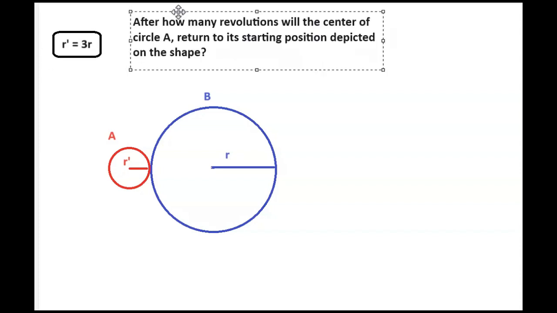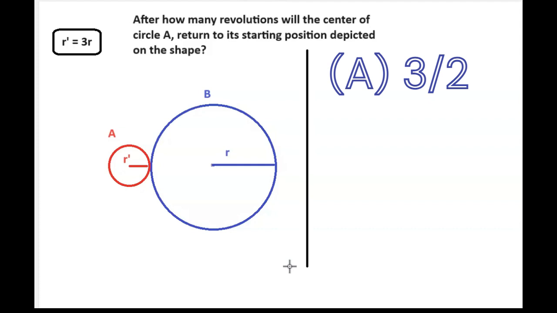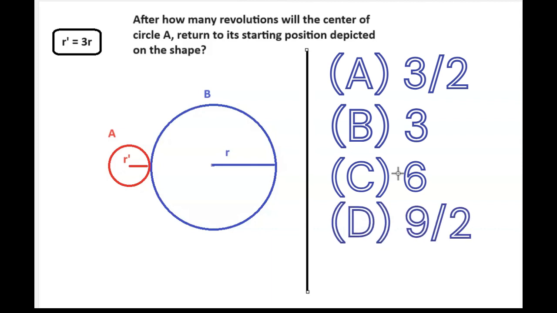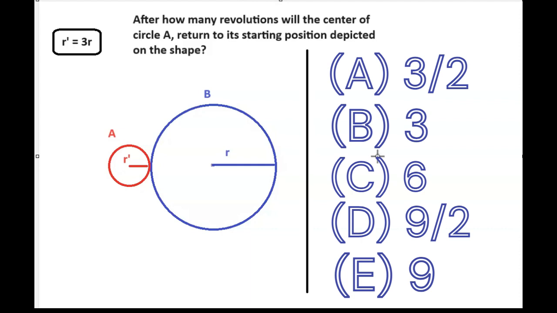The question of the problem was the following: after how many revolutions will the center of circle A return to its starting position depicted on the shape? A, in 3 divided by 2 revolutions. B, in 3 revolutions. C, in 6 revolutions. D, in 9 divided by 2 revolutions. E, in 9 revolutions. Take your time. Think clearly and pause the video if you need more time, and remember, it's not as obvious as you think.